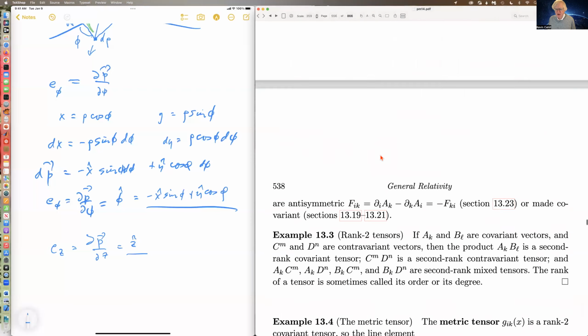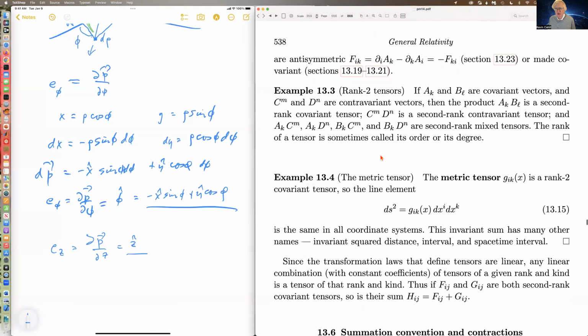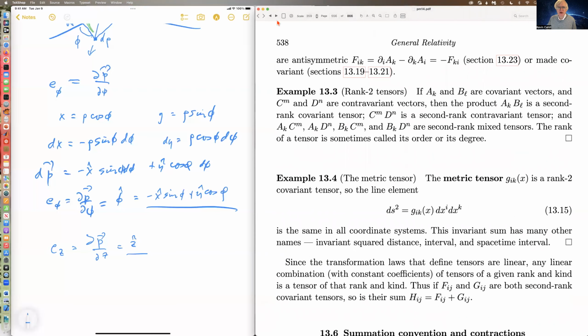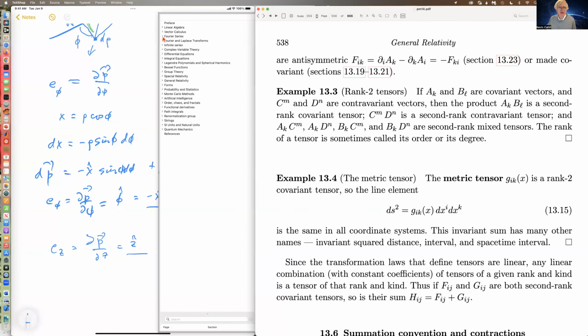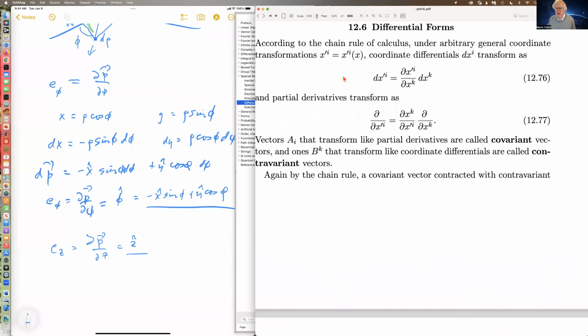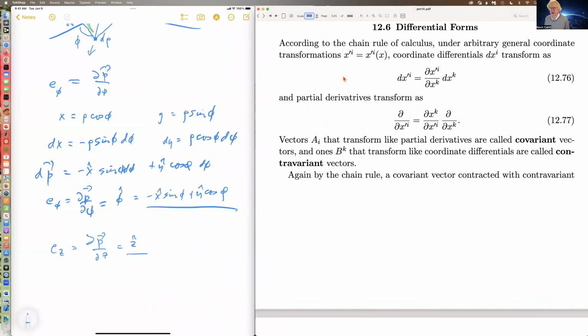I guess the thing that I did skip over, actually, you know what? Why don't I jump back to this chapter on special relativity and just mention something to you. This is just notation, but it's used in physics, and it's worth knowing about.